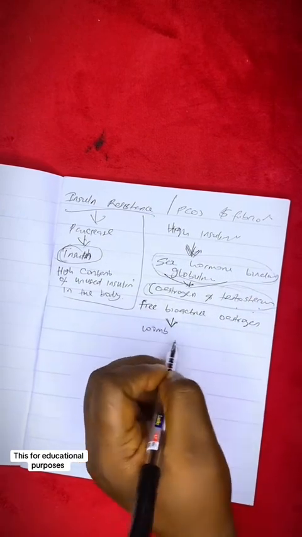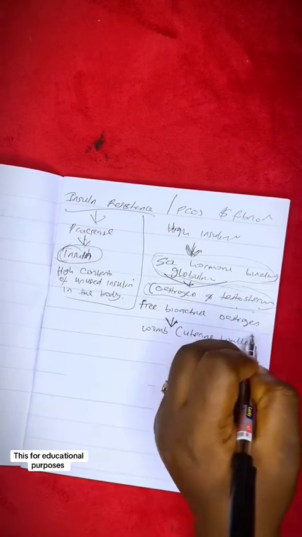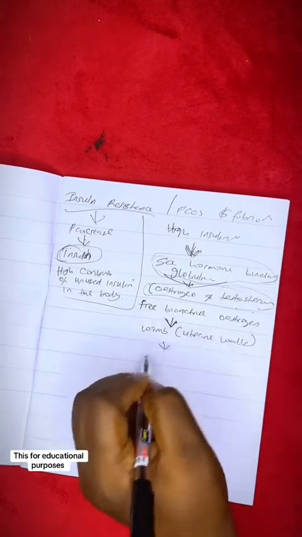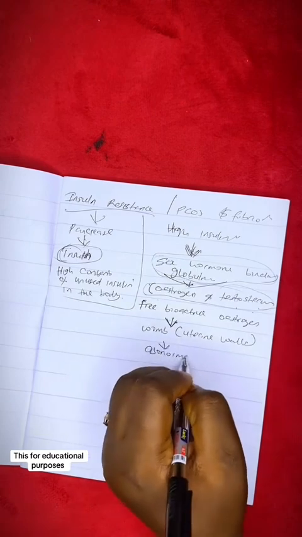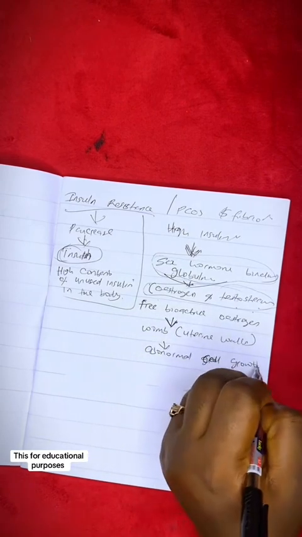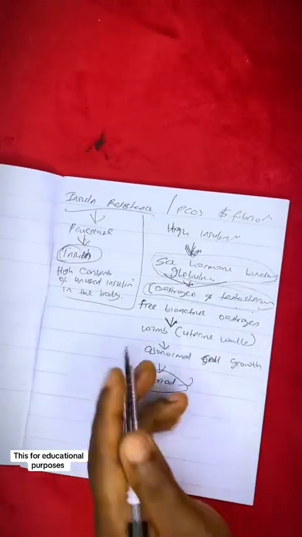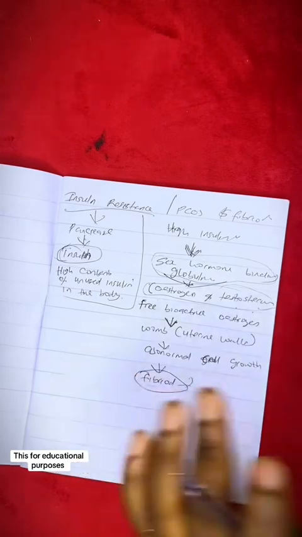So now we have active estrogen in the body that can actually affect the womb. The womb, that's the uterine walls. It can actually affect the womb and cause abnormal cell growth inside the womb. And this fibroid is known as abnormal cell growth in your womb, and it can happen anywhere inside your womb. So let me explain again.